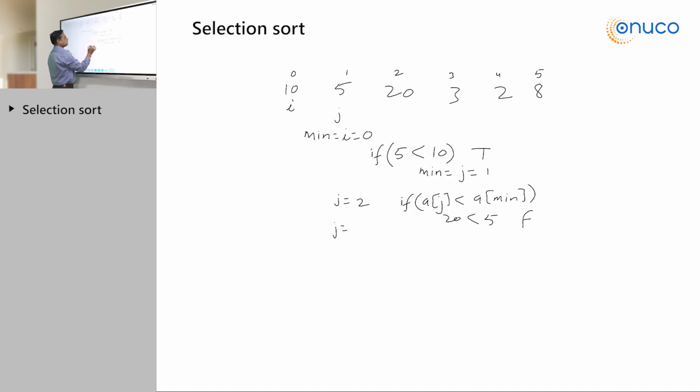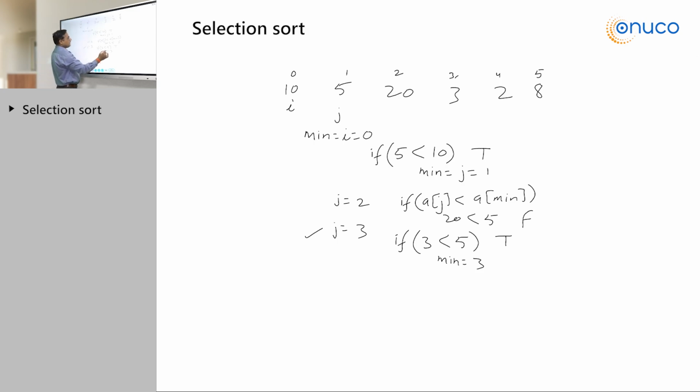Now j is 3. Then again we are going to check this condition. A of j, A of 3 is 3. Is 3 lesser than A of min? We have not changed the min variable. Min remains 1, and A of 1 is 5. Is 3 lesser than 5? Yes, it is true. If it is true, then we got a new min value. Min is equal to j, and the current position of j is 3. j is 3. So now you got a new min value.